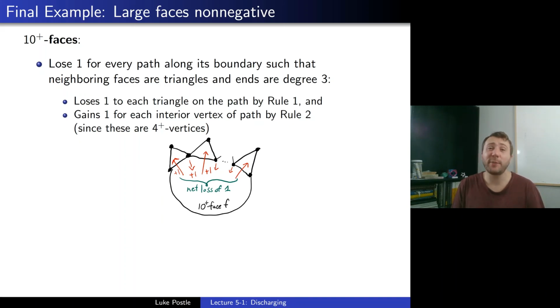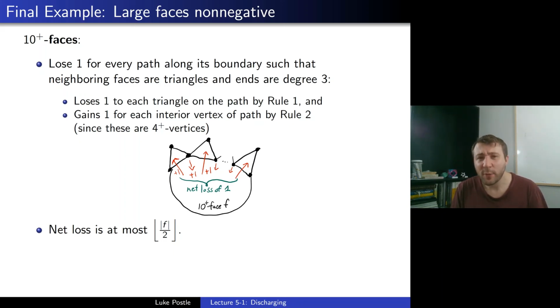So we just have to wonder how many of these paths do we have to pay? Well, the net loss is at most the number of such paths, which is at most f over 2, rounded down. Each path of triangles, these are disjoint, and they use at least 2 vertices, so at most half of the faces can be these paths. Now there's also the case where the whole thing is just a cycle of triangles, but then you don't lose anything, and that's fine as well. So our net loss is at most f over 2, rounded down.